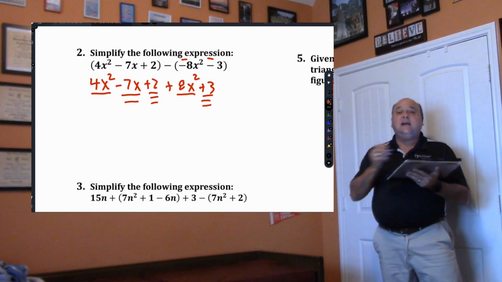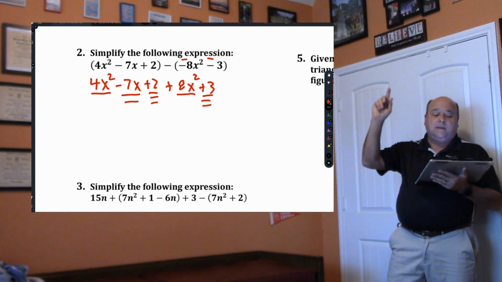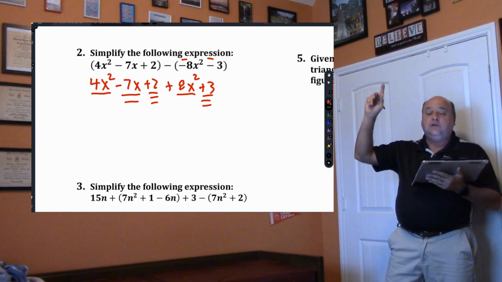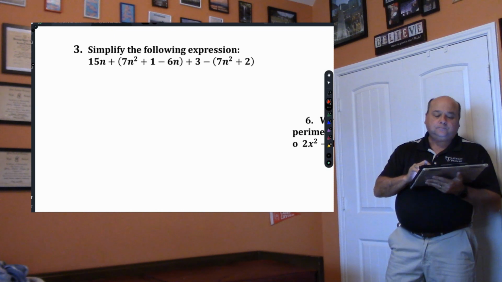Notice that this 7x is going to drop into the answer. We're not going to add it to it. So you're going to combine the single underlines, the 7x drops, or the minus 7x. You got to combine the 2 and the 3. I'm going to go to number 3.